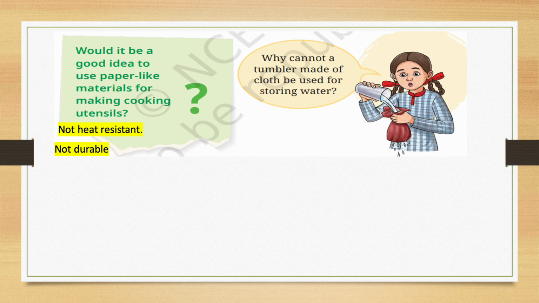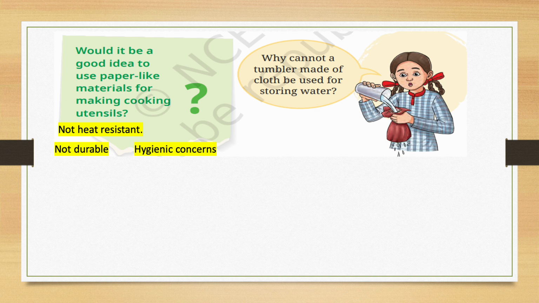Then they are not durable. These materials are not durable enough to withstand the wear and tear of cooking, such as scraping and washing. Then there are some hygienic concerns. Why? Paper-like materials can absorb moisture and bacteria, making them difficult to clean and sanitize. So, paper-like materials are not good for use as cooking utensils.